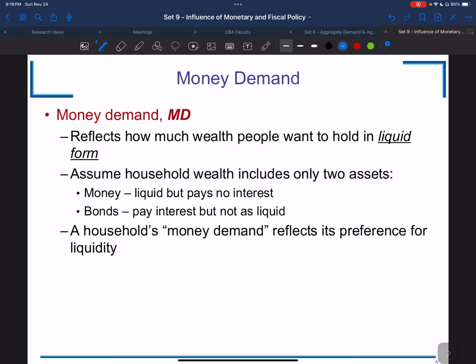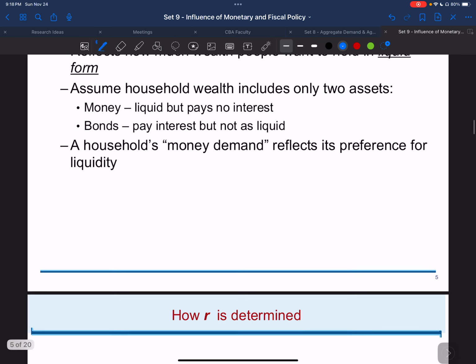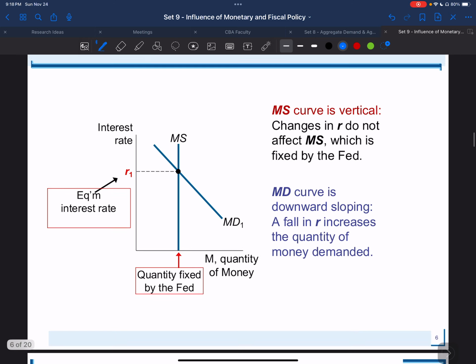So households balance their liquidity preferences between money and bonds. They decide how much money or how much bond they should hold on to.